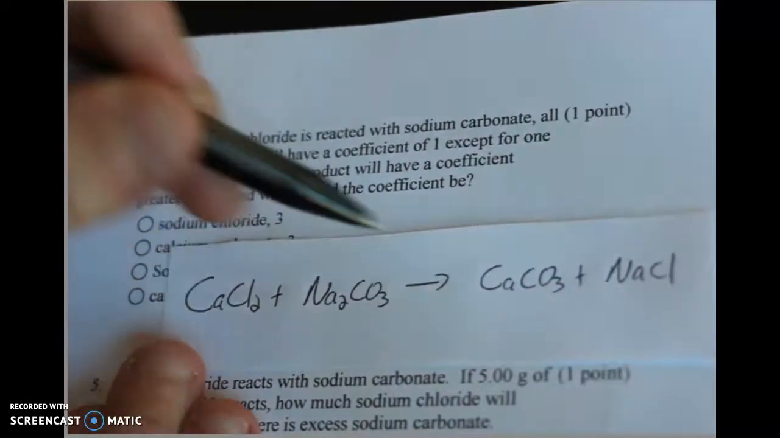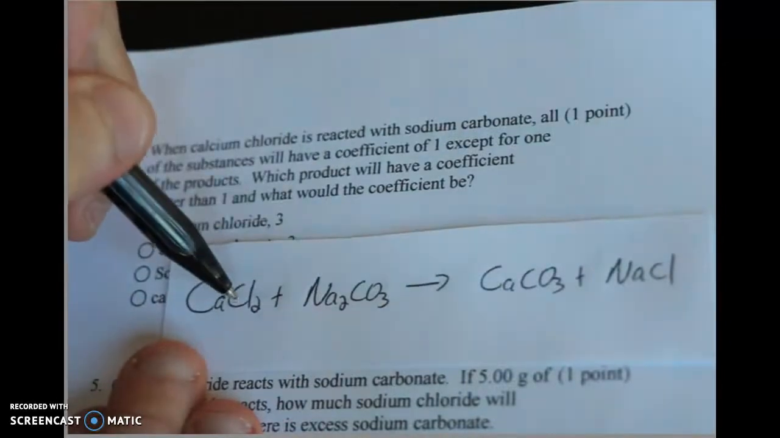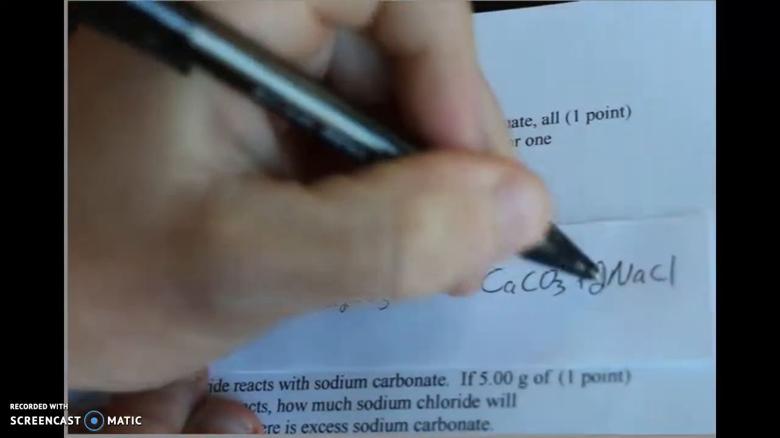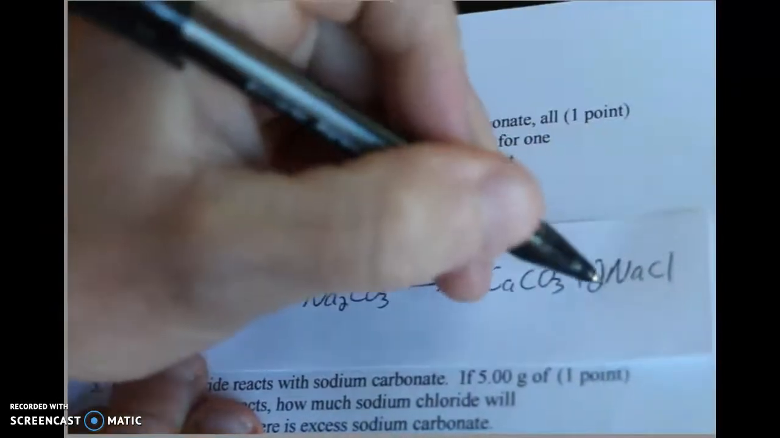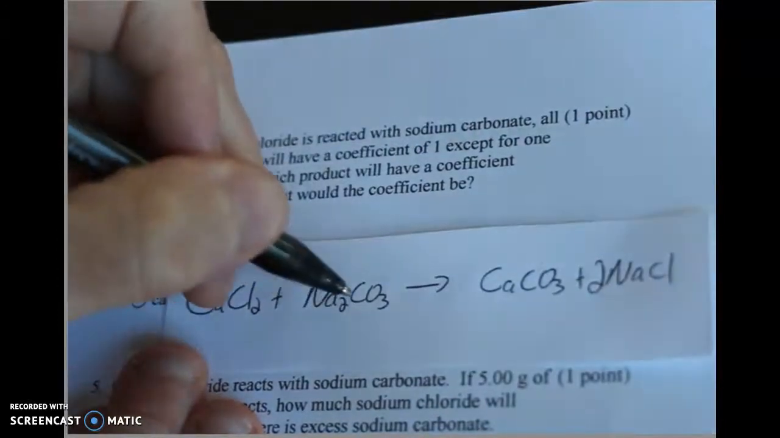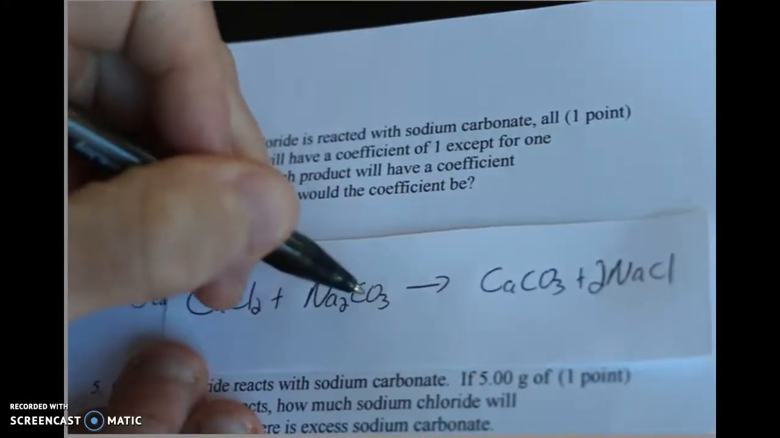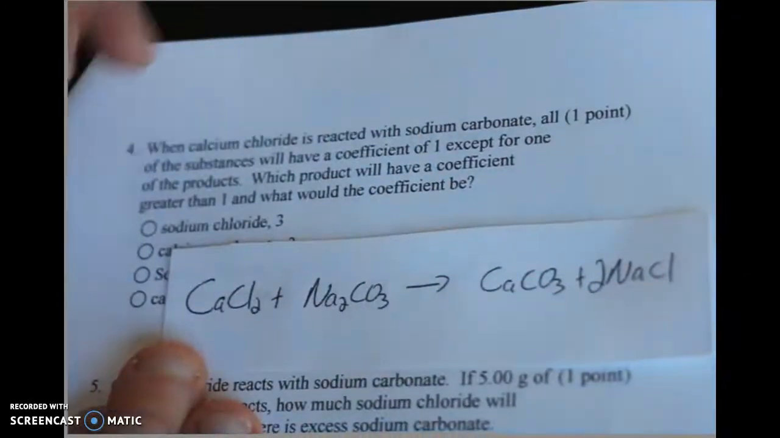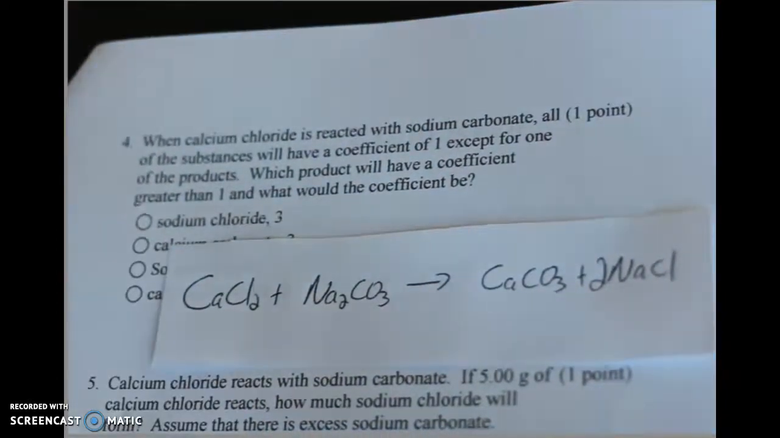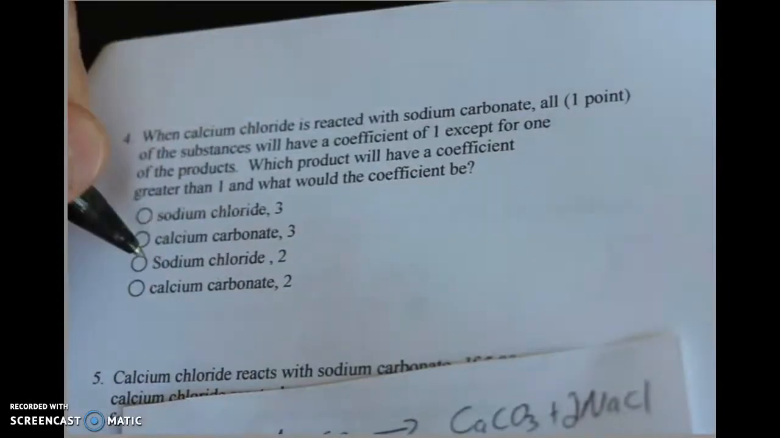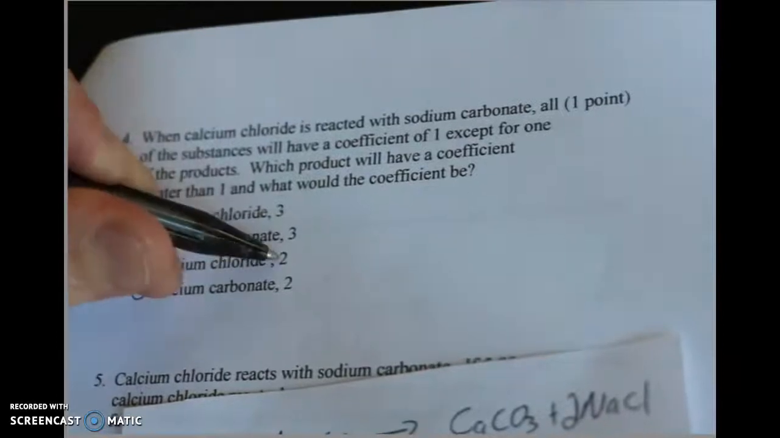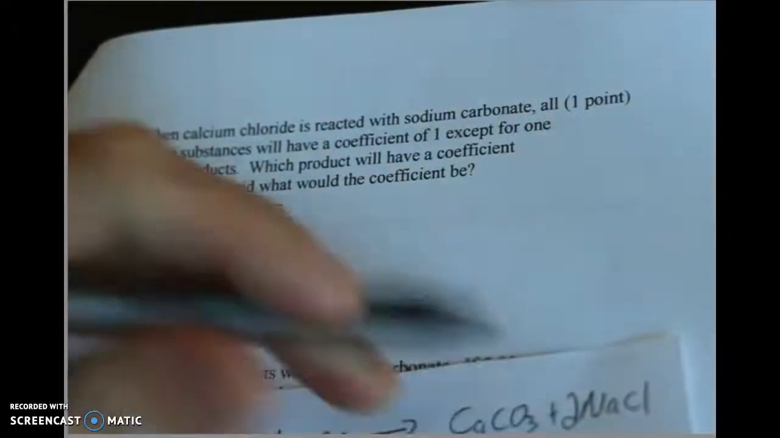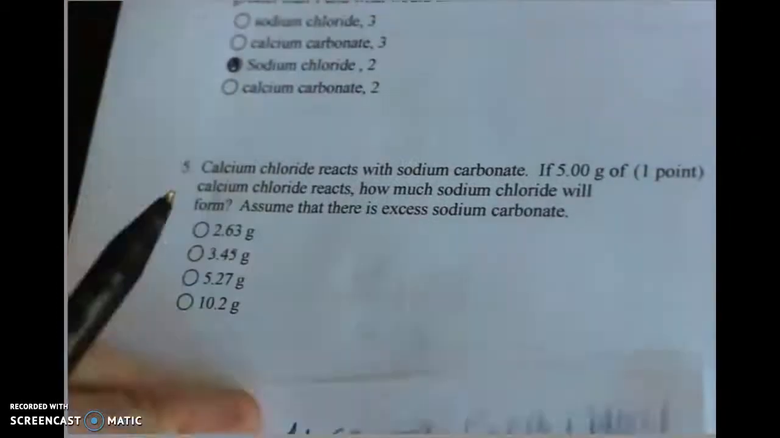So there's 1 calcium, 2 chlorines on the left, so I'm going to put a 2 here to give me 2 chlorines. That gives me 2 sodium. There's 2 sodium. We can balance this whole carbonate together. There's 1 carbonate here and 1 carbonate here. So it's balanced like that, just a 2 in front of the NaCl. So when we pick our answer here, it's sodium chloride, and the coefficient that went with it was that 2. All right, now I'm going to keep this reaction written out on a piece of paper because we'll need it again.